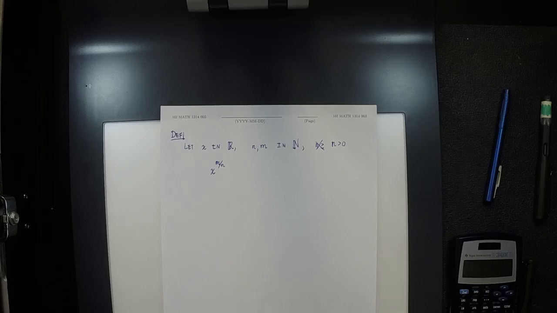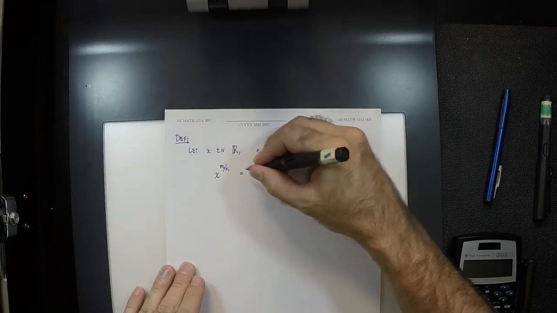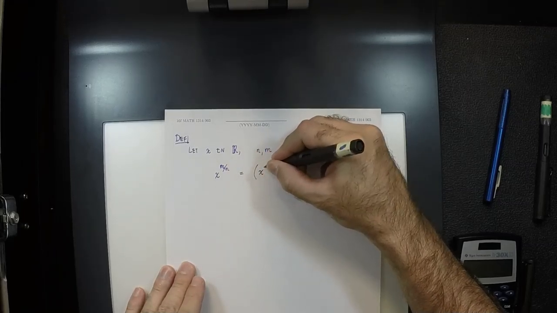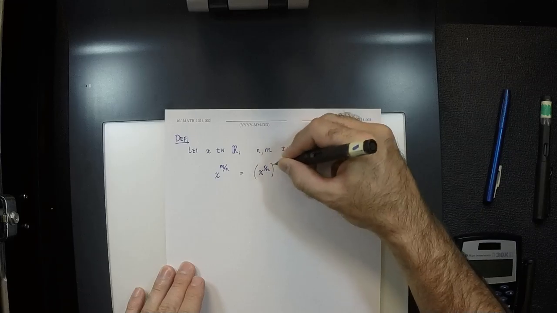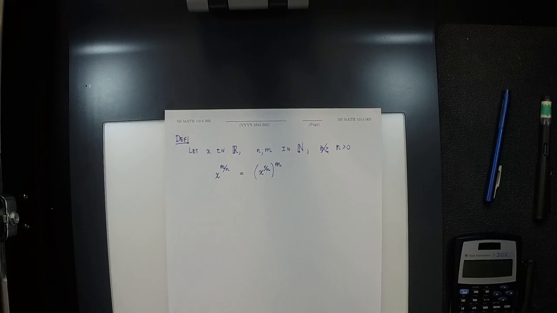So up to now, we've had a definition for x to 1 over n. We've had a definition for x to m. So we know how to do things like x cubed, x to 12. And we know how to do things like x to 1 over 3, x to 1 over 12. So now what we want to be able to do is things like x to 3 over 4. A fractional exponent where the numerator is not 1. Okay, this is by definition x to 1 over n, to the m.